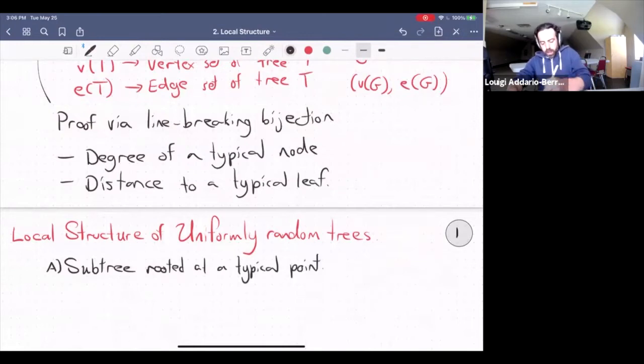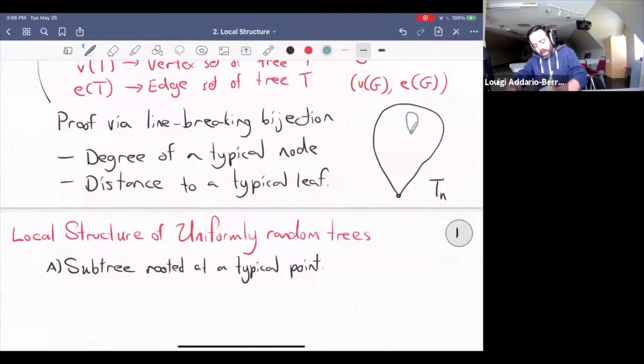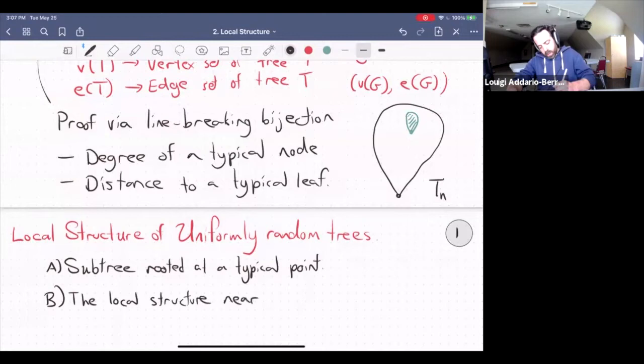The picture here is, you imagine that you have this large random tree Tn. This is its root. We're going to pick a random vertex of the tree and look up and ask, what sort of tree are we likely to see? That's one thing we might mean by local structure. And the other thing that I'll mean is the local structure near the root.